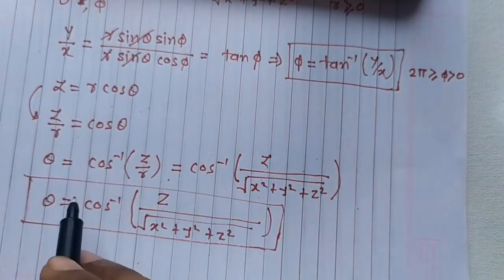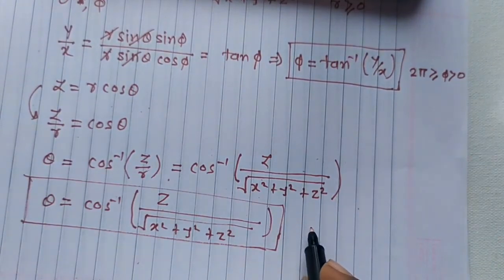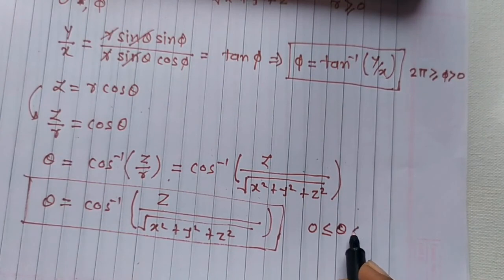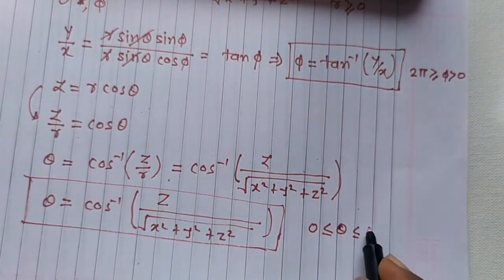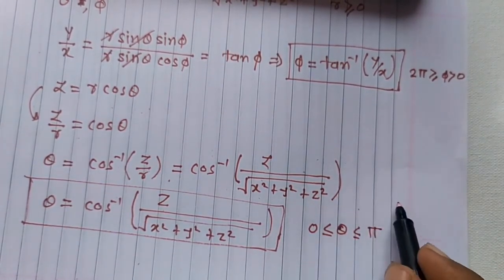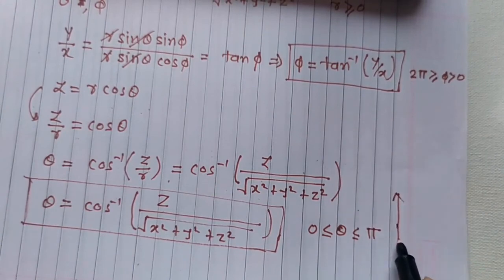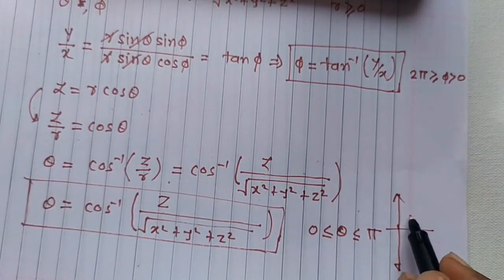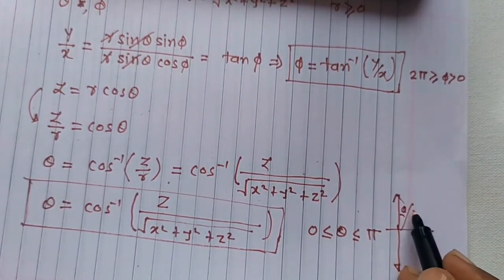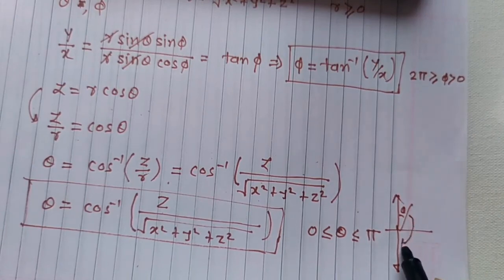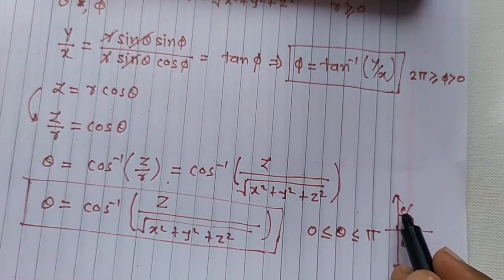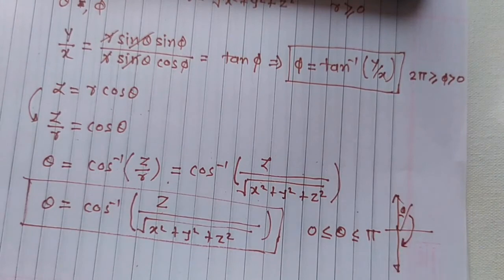Now for the theta coordinate, theta is going to vary from 0 to pi, because you know it was the angle made with the z axis. So theta is like this, and it can go to here, right? So it is 0 here, and pi here.